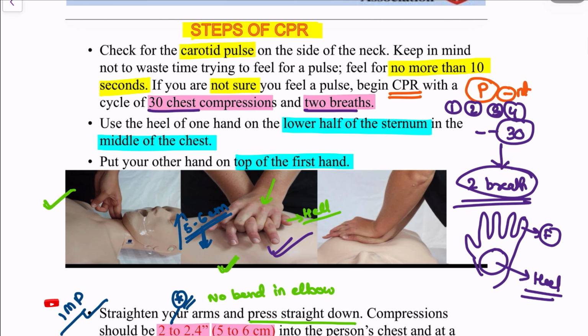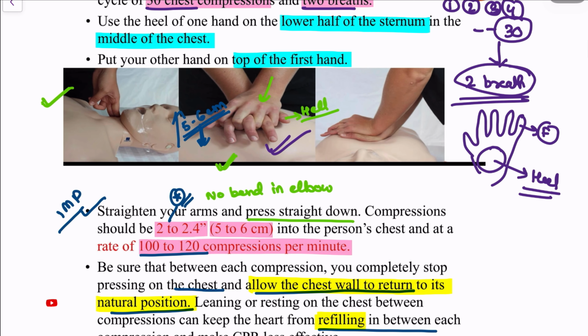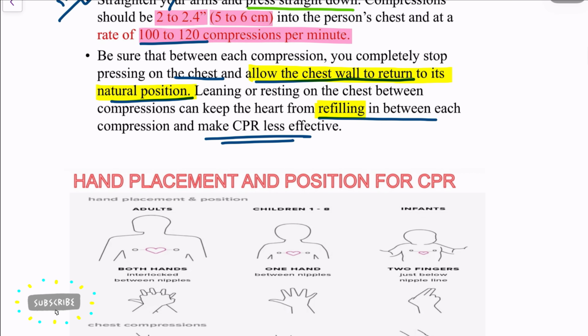So up to this, what we have seen, first is the scene safety, then check for the responsiveness of the patient by tapping on his shoulder and shouting out loud. After that, check for the pulse and breathing for 10 seconds. Within 10 seconds, you have to check for the pulse and breathing. Then, if the pulse and breathing are not present in a patient of cardiac arrest, you will have to start the CPR in a ratio of 30:2, like 30 chest compressions and 2 breaths should be given. While giving the chest compression, the chest should compress 5 to 6 centimeter and the rate of compression should be 100 to 120 compressions per minute.